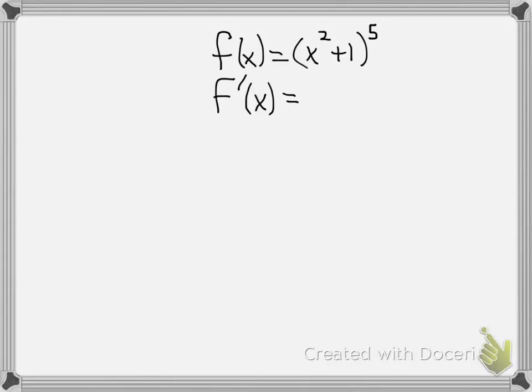When you need to take the derivative of a complicated looking function like the one we have here, f of x equals (x squared plus 1) all to the 5th power, it is a good idea to ask yourself, what if that thing in parentheses were just an x? Would I know what to do then?